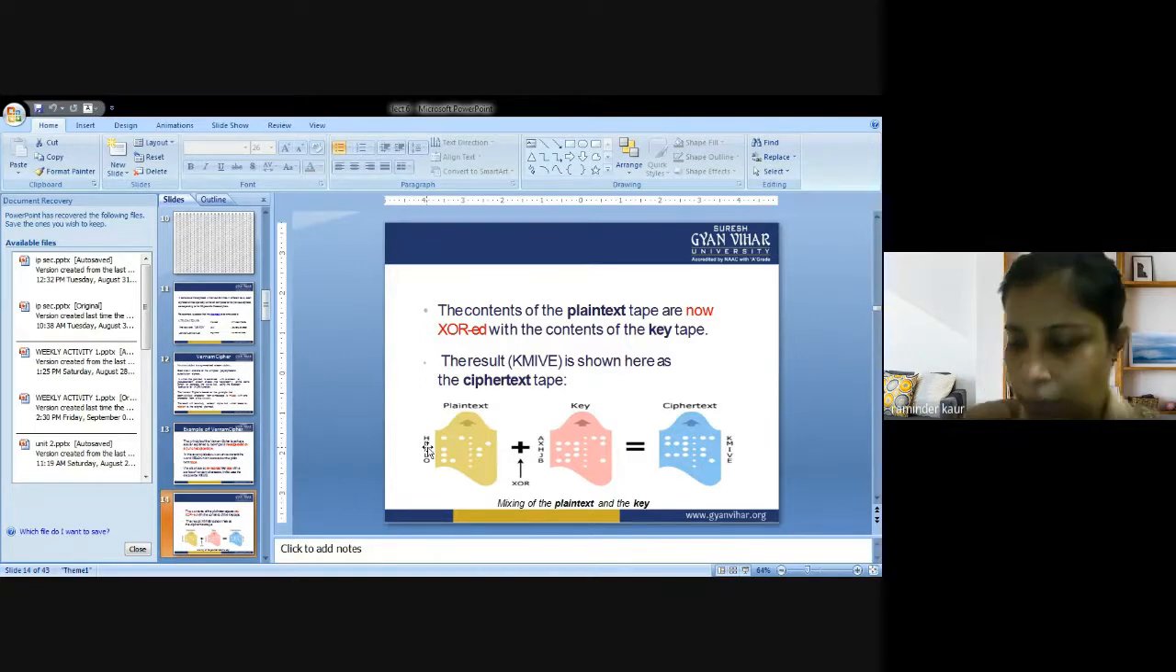Just wait. I am telling you the mathematical concept behind the same. First, take H. H is mathematically represented as 7, plus A, which is 0, so 7 plus 0 is equal to 7.